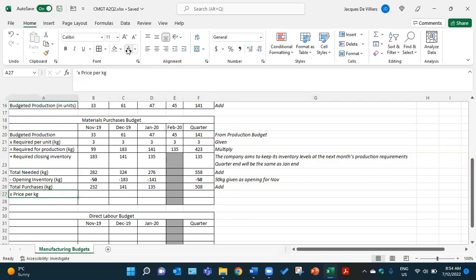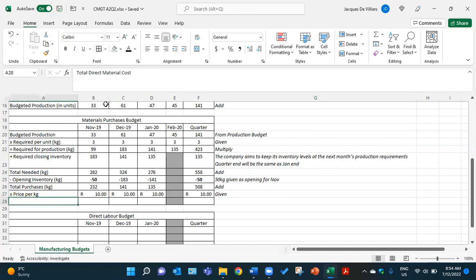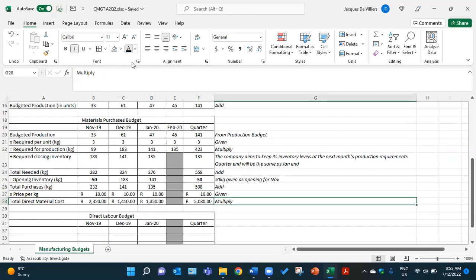Well, we are lucky because we were given that. We were told that we are buying the leather at 10 Rand per kilogram. That doesn't change throughout the quarter. That was simply given. And then to see how much we are going to spend on leather, which is exactly what our materials purchasing budget is all about, we say, okay, let's multiply the total purchases by the cost price. And then when we do that, we get those amounts. And of course, we just simply add them for the quarter.